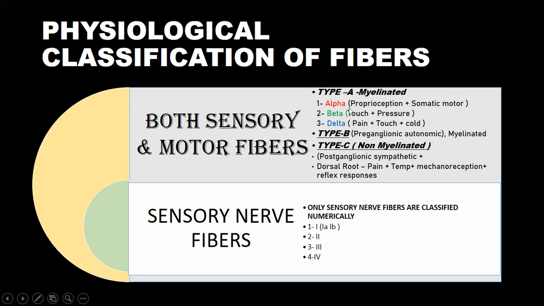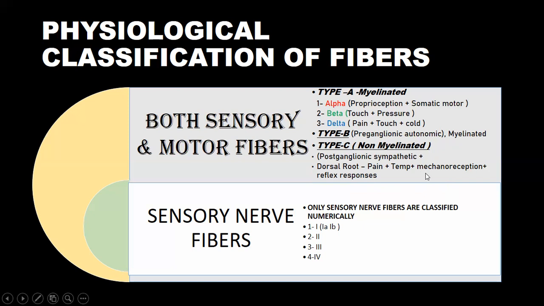So this slide is very important. Type A is the type of fibers which has a myelin sheath over it. It has 3 types: alpha, beta, gamma. When we talk about type B, it is preganglionic autonomic, and it is also myelinated. So MCQs come on this myelination only. Type C is non-myelinated, that is, it does not have the myelin sheath. It is present in the postganglionic sympathetic and the dorsal root. The dorsal root is concerned with basically our pain, temperature, mechanoreception, and reflex responses.